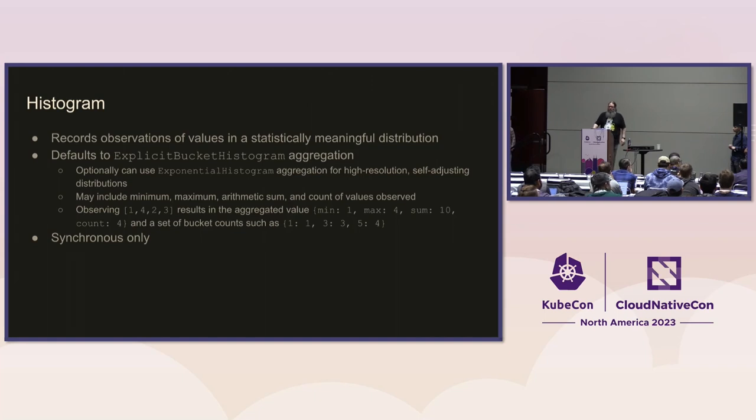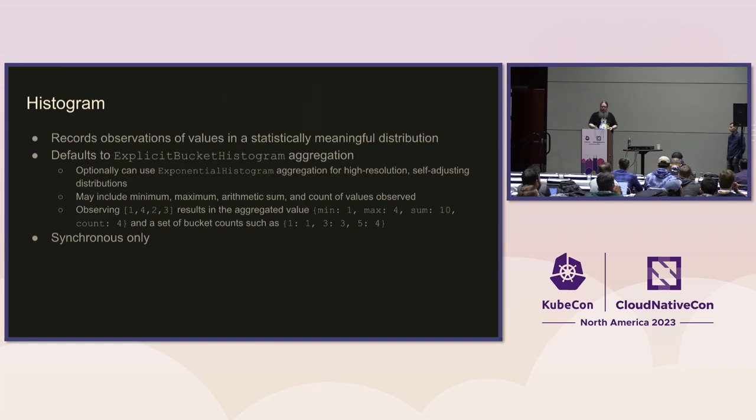And then finally, we've got the histograms. There are two types of those: explicit bucket histograms, where you say, here are the boundaries of the buckets that I want you to put all of the data in the distribution into, and then an exponential histogram, which will try to automatically fit the bucket boundaries to the data that you're providing it. These can include a lot of additional statistical summary type information, so you might get the minimum, maximum, sum, and count of all of the observations that you have.